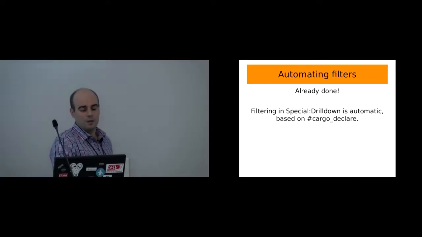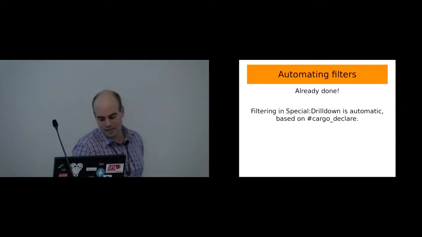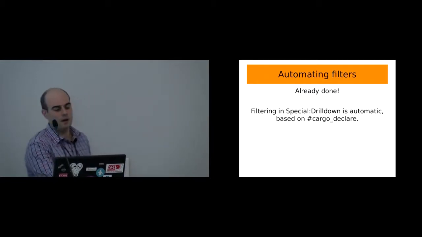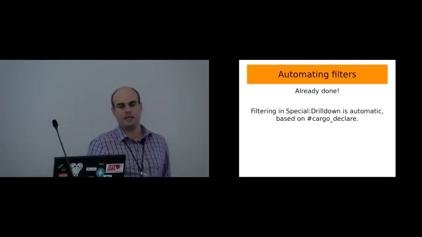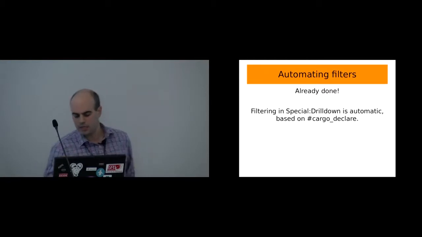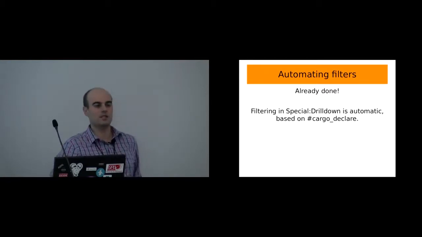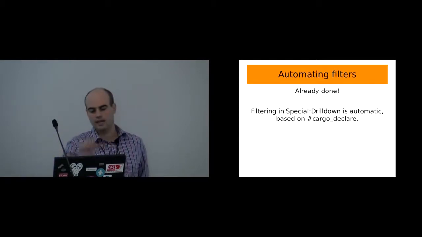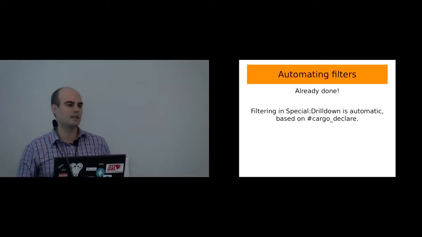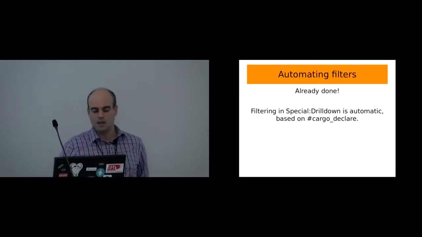So back to cargo. I don't really have time to show examples of any of these, but filtering in cargo is all automated already, meaning unlike with Semantic MediaWiki, you don't need to define filters. It just looks at all the fields you have and their types and sets the drill down interface accordingly. So for instance, date fields will get drill down based on year first and then month, et cetera. And sorry if this is not making any sense, but the basic idea is that filtering is the easier part.